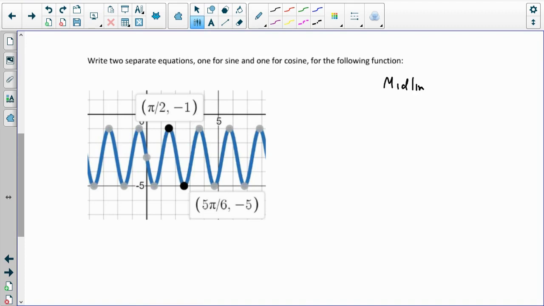So my midline or vertical shift is going to be negative 3. It looks like my amplitude is 2. And then my period goes from, it looks like pi over 2 to 5 pi over 6 is half of a period. So the whole period, well, pi over 2 is the same thing as 3 pi over 6. So that means that at the top of this would again be 7 pi over 6, negative 1. And so that means that my period appears to be 4 pi over 6 or 2 pi over 3.